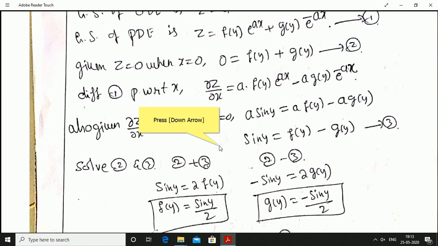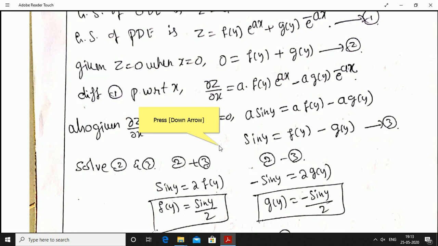Again, take equation 2 minus equation 3. F of y minus f of y gets cancelled. G of y plus g of y is 2g of y is equal to 0 minus sin y, which means minus sin y, or else g of y is equal to minus sin y by 2.